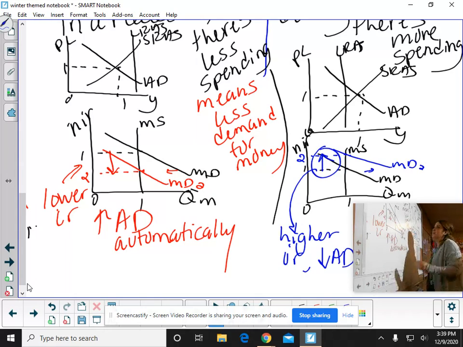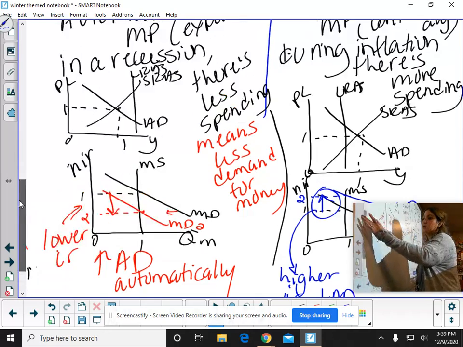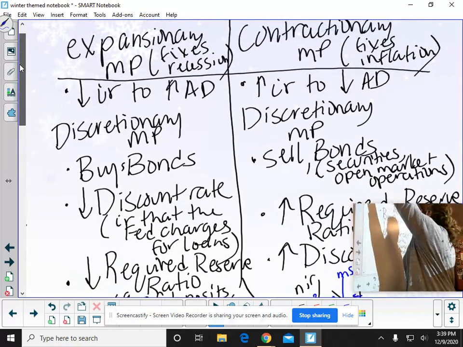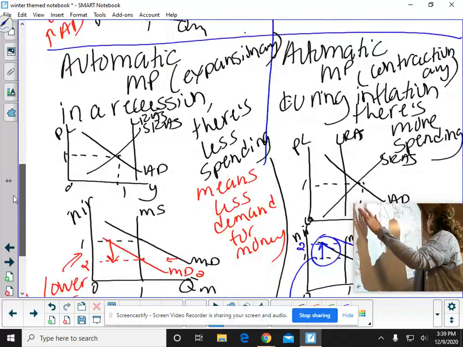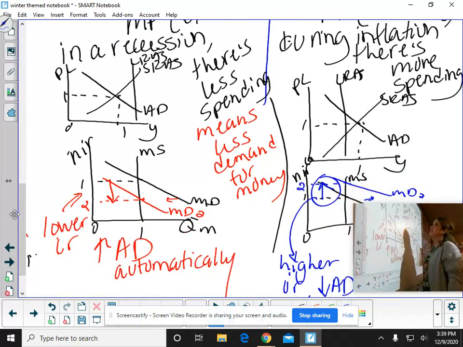So here we have interest rates changing on purpose, which is discretionary monetary policy. By accident, just automatically, is still monetary policy, but automatic monetary policy. And it can go one of two ways. It can expand the economy and shift aggregate demand to the right because of lower interest rates, or it can contract the economy and shift aggregate demand to the left with higher interest rates. Either way, the economy will adjust.